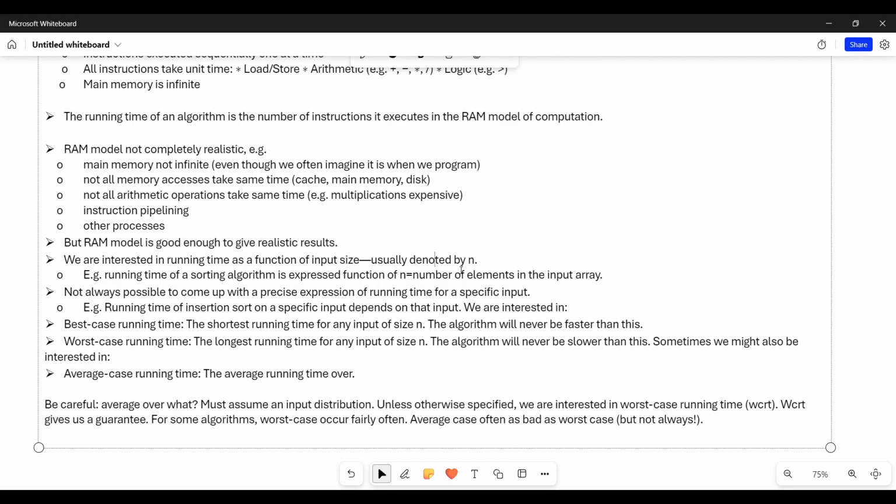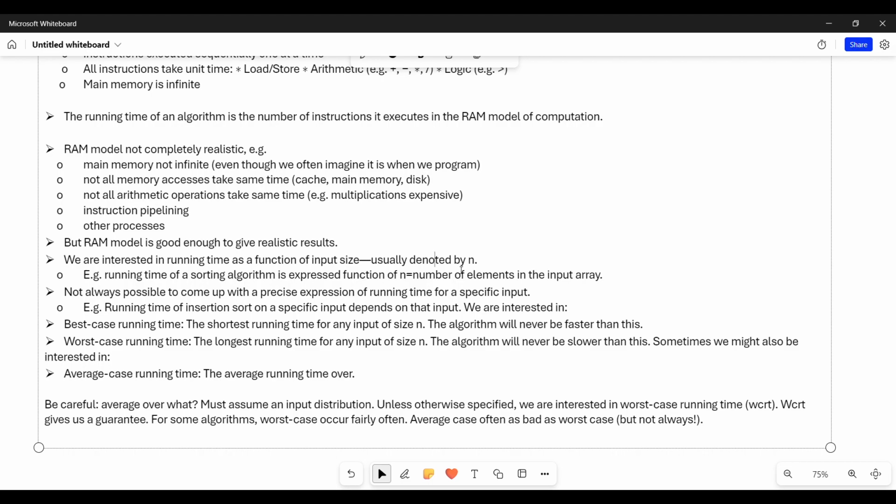Worst case is the longest running time for any input of size n. The algorithm will never be slower than this. Sometimes we might also be interested in the average case, the average running time. Best case is the optimal performance of the algorithm, and the worst case running time is the maximum, very worst running time. That means it takes enormous time to execute a particular algorithm. And the average case lies in between the worst case and the best case.